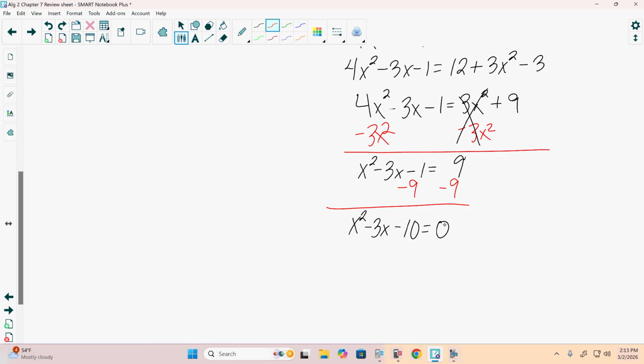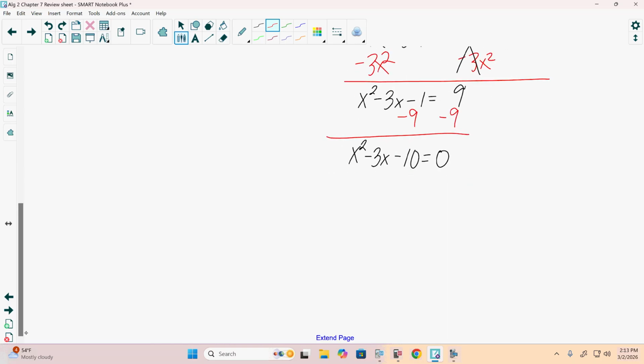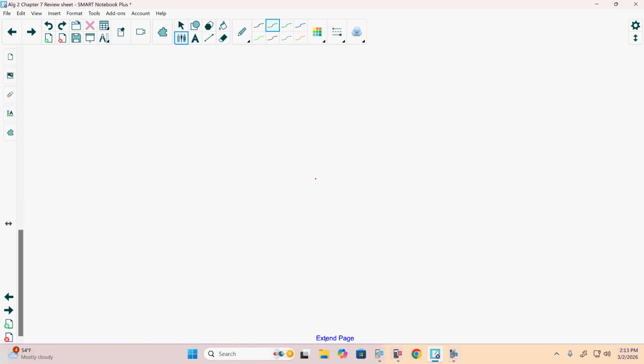All of our quadratic equations, especially at this point in solving, are factorable. You're not going to have to use the quadratic formula to simplify and solve as a part of solving. Questions on how we got to x squared minus 3x minus 10?